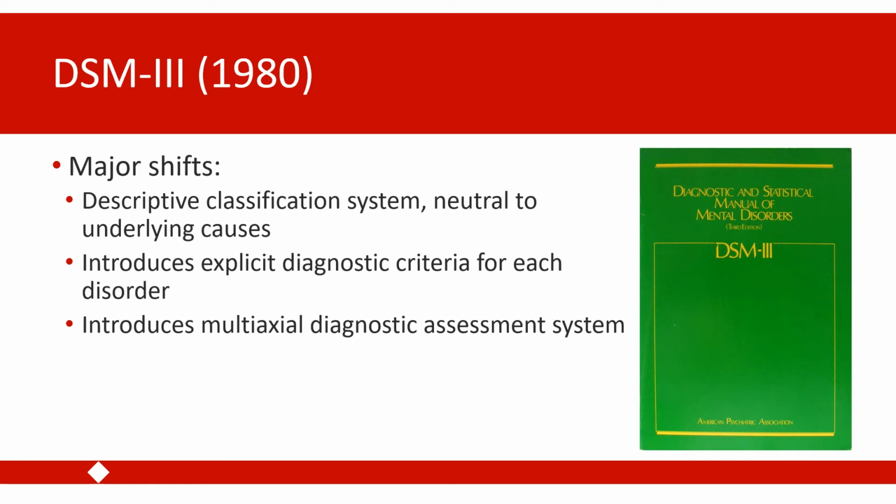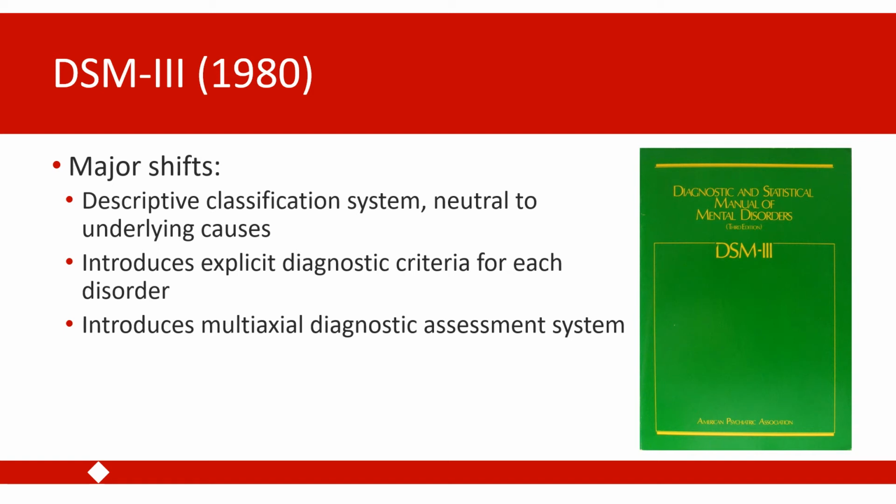Axis 3 is where a clinician would indicate medical conditions that were relevant to a person's psychiatric diagnoses. So for example, if you have a patient with hypothyroidism, that might be important to note if they're also experiencing symptoms of major depressive disorder, because the symptoms of hypothyroidism, things like low mood and difficulties with sleep, are similar to the symptoms of major depressive disorder. So on Axis 3, you would note any relevant medical conditions.